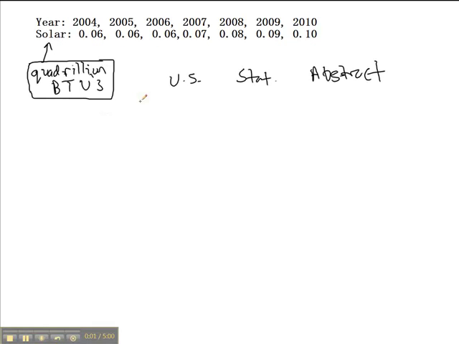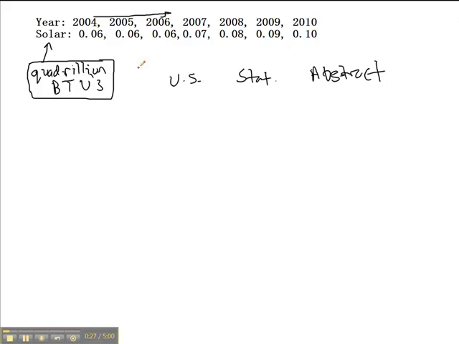So this solar unit is measured in what we call quadrillion BTUs. Now that's bigger than a million, billion, trillion, quadrillion. That's a lot of energy, and BTU stands for British Thermal Units, which is a way of measuring this sort of energy output. So we notice that there is an increase in solar, and we can see that just by the table, right, as the years increase from 2004 to 2010.